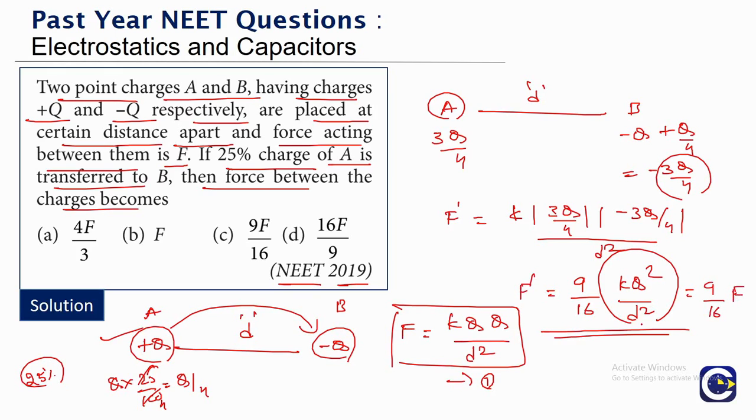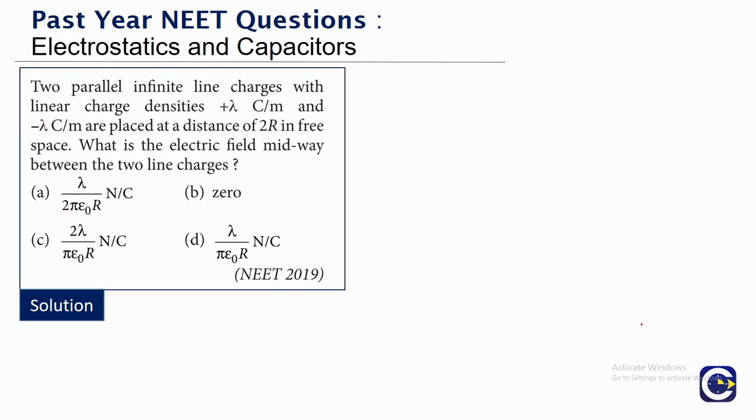The new force between the charge A and charge B will be equal to 9 by 16 times the original force F. The correct answer is option C. We'll move on to the next question.